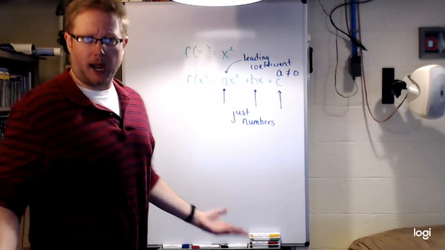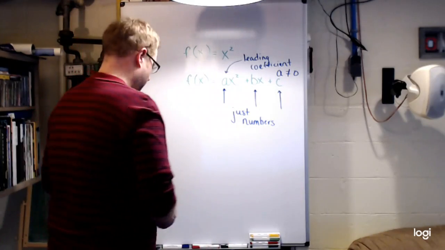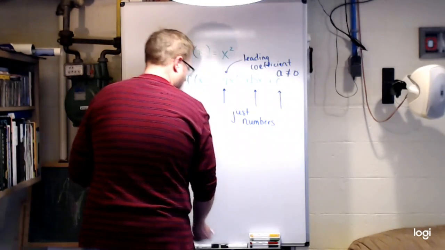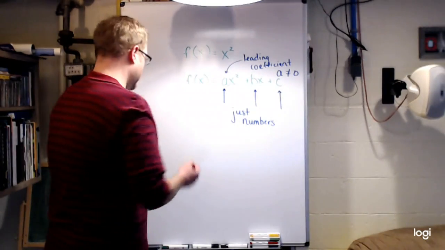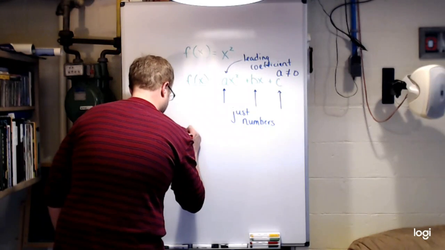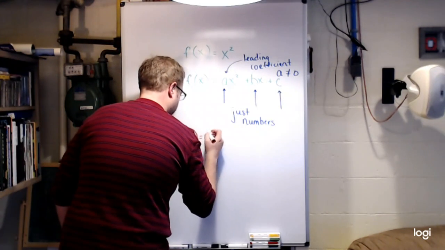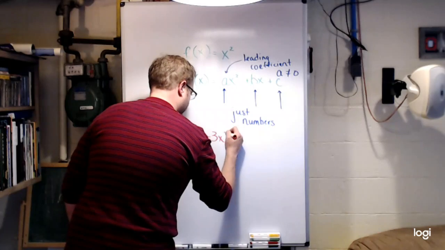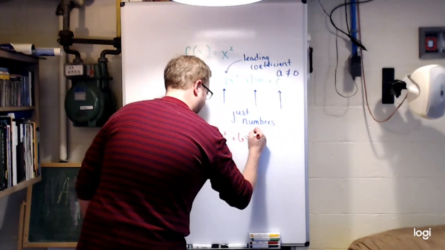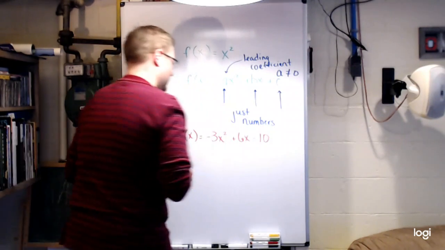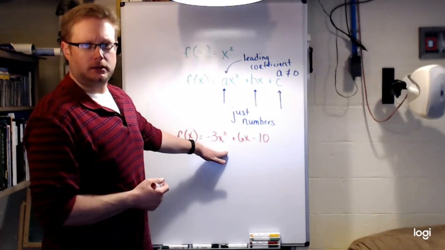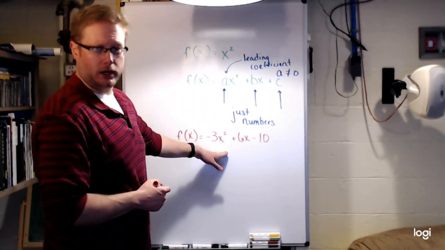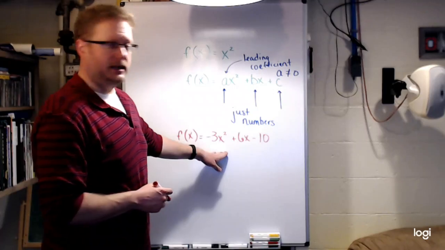Let me show you with an actual equation what I mean, or an actual function. So let's say we have, I don't know, f of x equals negative 3x squared plus 6x minus 10. That would be an actual quadratic equation, or a quadratic function.